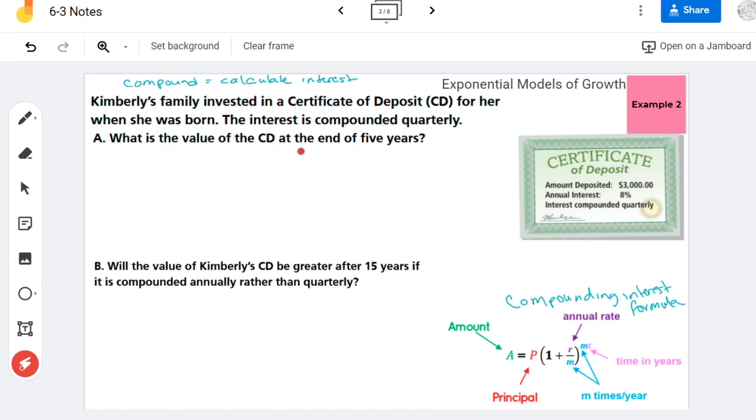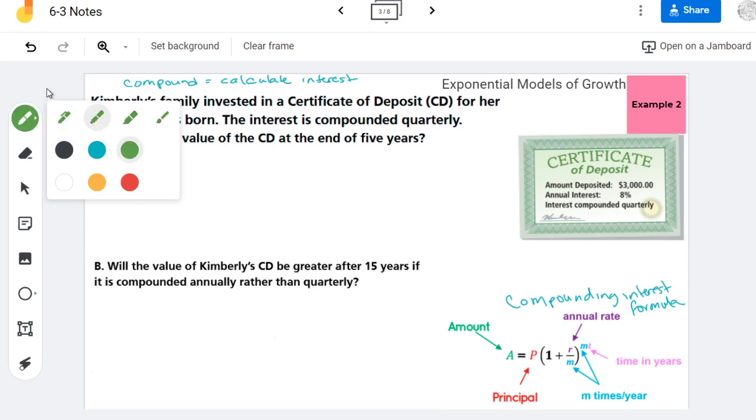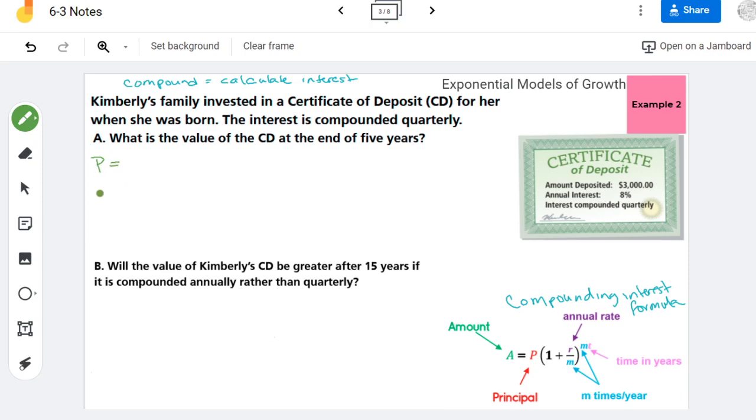They want to know what the value of this CD is at the end of 5 years. So we need to identify some of our variables. I need the P, which stands for the principal amount, or the initial amount that gets deposited. According to this note, Kimberly's father deposited $3,000. We need the R, which is the annual interest rate. This certificate says it's 8%. Remember, you can't put a percent into an equation. You have to change it to a decimal, so it turns into 0.08.